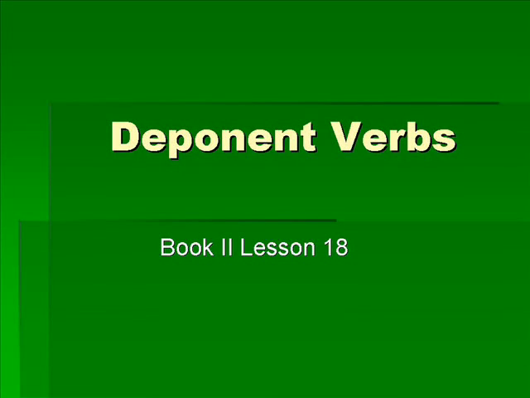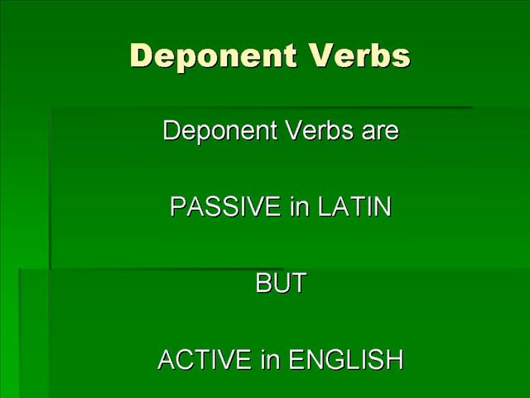Deponent verbs. This lesson is covered in Book 2, Lesson 18. Deponent verbs are passive in Latin but translated actively in English. Deponent verbs are simple, yet at the same time they're confusing. They are the verbs that only have passive forms in Latin but are always translated actively in English. The trick to translating deponent verbs correctly is being able to recognize them in Latin.